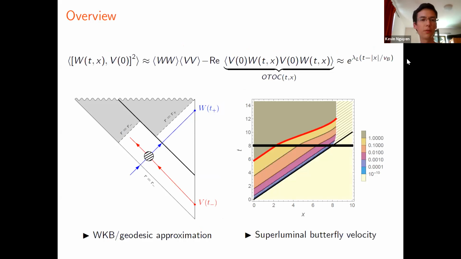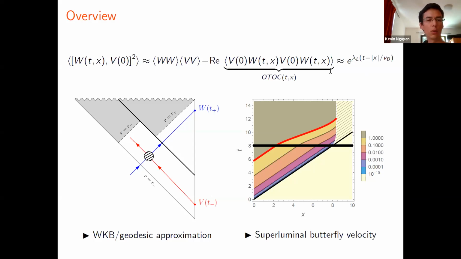So here is a rough overview. As I mentioned, one probe of quantum chaos is this commutator squared that you can see here. If you wait for times that are larger than the inverse temperature in the system, also called the dissipation time, then when you unpack this commutator squared, there are various four-point functions, but most of them factorize into the product of two-point functions, except one which survives, which is the out-of-time-ordered correlator.